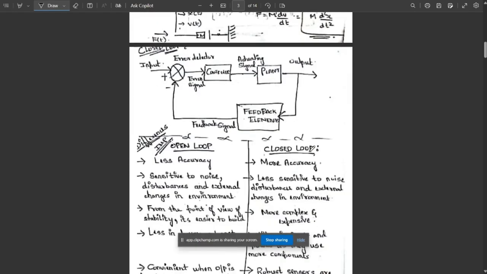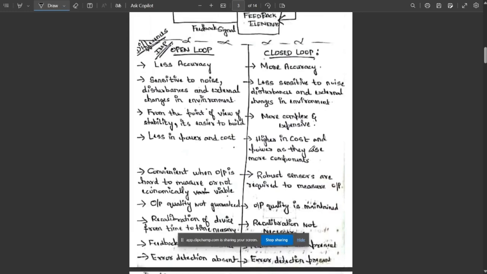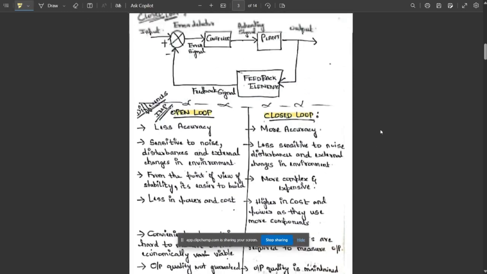So here we have the difference between open loop and closed loop. This is very very important, you need to know it. That is the differences between open loop and closed loop control systems. So let's get to this one by one. Please listen carefully students, because this is very very important here, the differences of open loop and closed loop.